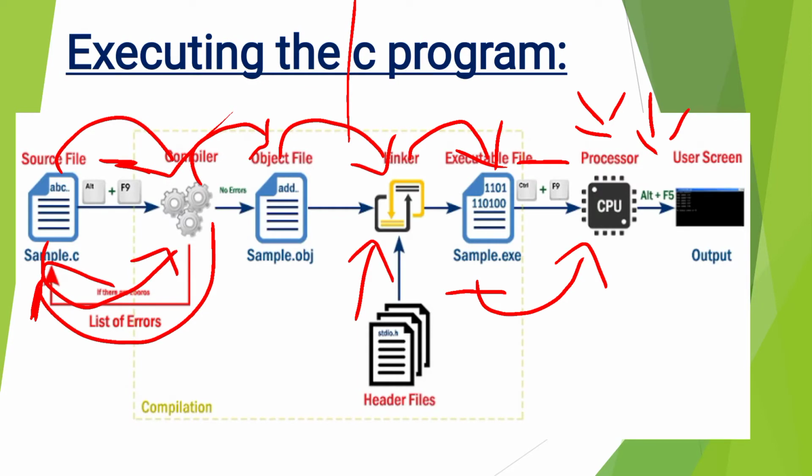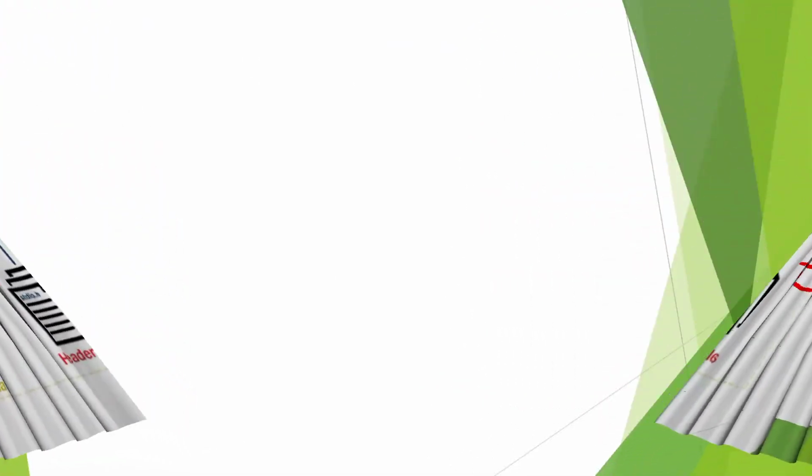To run our C program, we have to press the Alt key along with the F5 key. When we press the Alt plus F5 combination, our program will run and the output will be displayed on the screen. So this is the process of execution of a C program. We just saw it diagrammatically. Next, we will see the execution process point-wise.